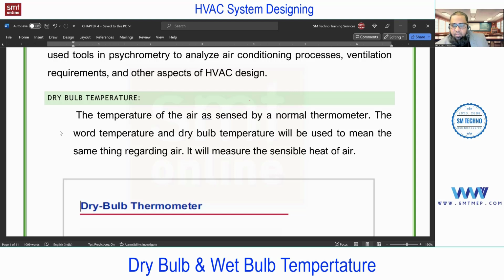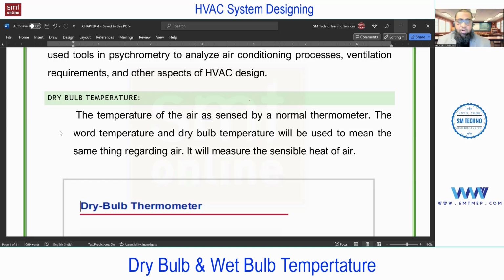Nothing, simple. Or else, for example, if I say today the outside temperature in daytime was 35 degrees centigrade, I'm talking about dry bulb temperature. Or for example, in this remote, you'll find a button for room temperature. When you press that, I can find here 28 degrees centigrade, the room temperature. So this temperature is what? Dry bulb temperature. So the normal temperature or dry bulb temperature, both are the same.